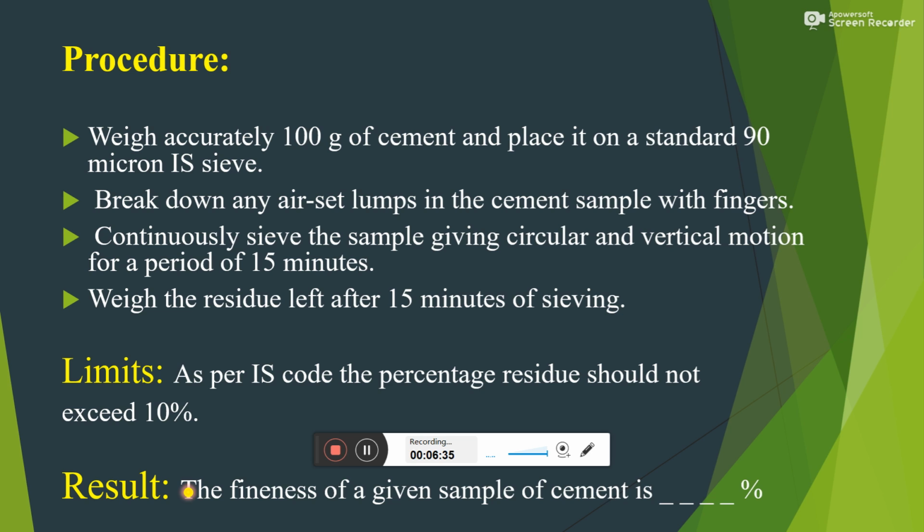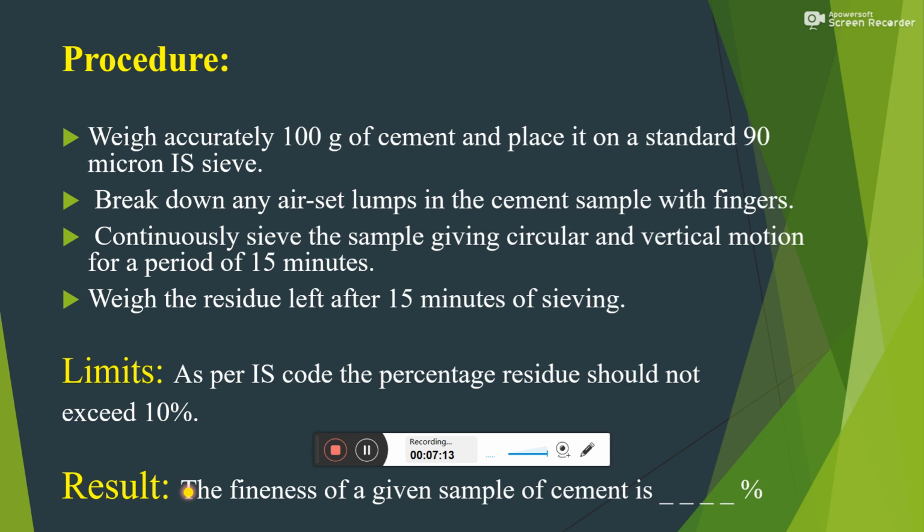The major thing is that we need to take 100 grams of cement and place it on the 90 micron sieve. If any air set lumps or big lumps are there, break them down with your fingers. So after weighing the 100 grams of cement, place it on the IS 90 micron sieve, and if any air set lumps are there, break them down with your fingers and then do the sieving.